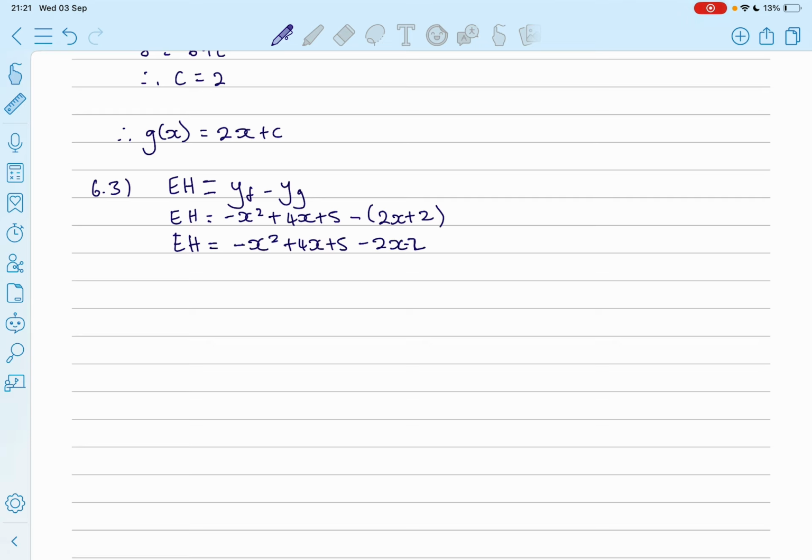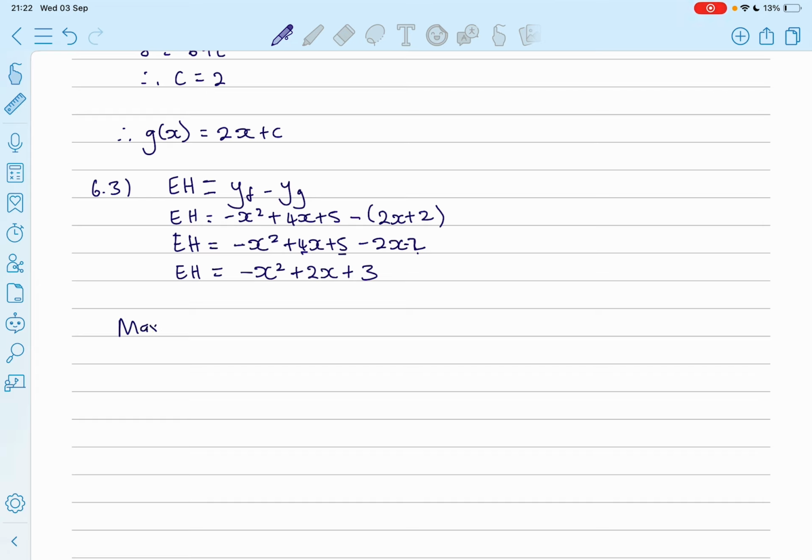And let's simplify further. So minus x squared. 4 minus 2 is plus 2x. 5 minus 2 is plus 3. Now that is the equation of EH, and we are trying to find the maximum length. So because we have a trinomial, we can get the maximum length using the equation we used in 6.1.